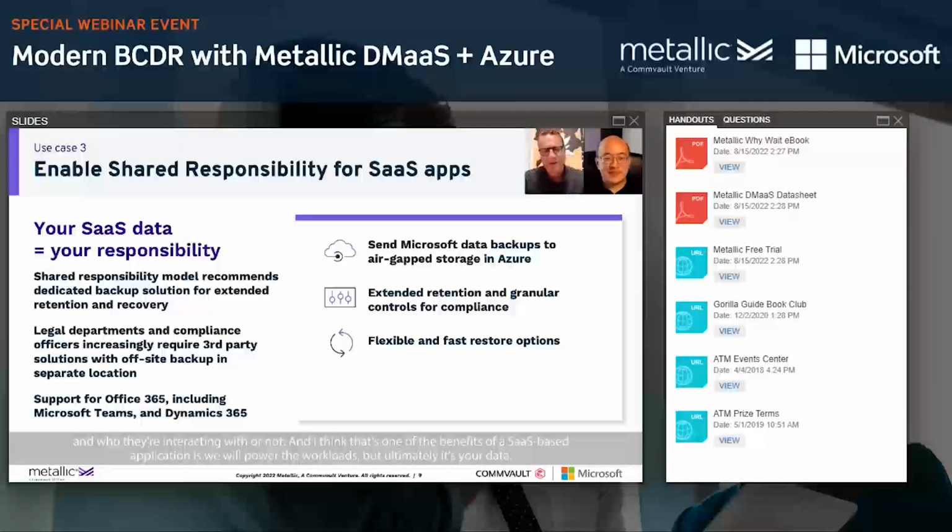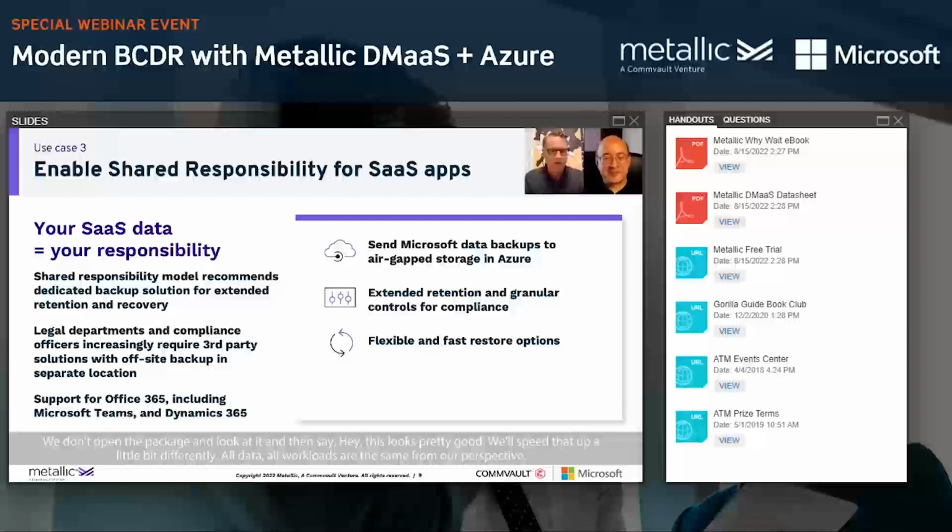And I think that's one of the benefits of a SaaS-based application: we will power the workloads, but ultimately it's your data, it's your experience, it's your accountability, right? We always think about the cloud as a delivery service, right? FedEx or UPS, where it's your package going from point A to point B. It's our job to get it there safely, securely, on time, with traceability. We don't open the package and look at it and say, hey, this looks pretty good.